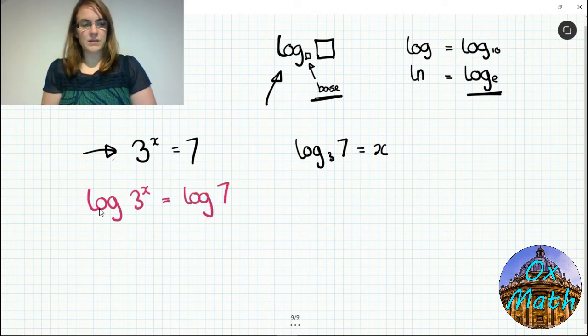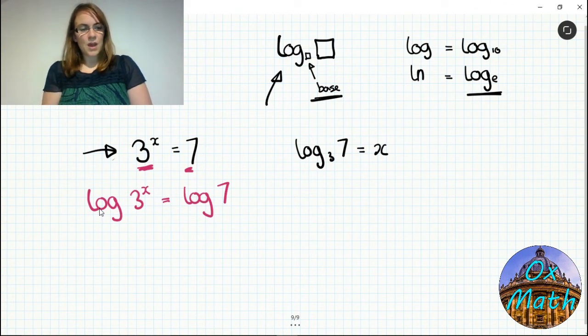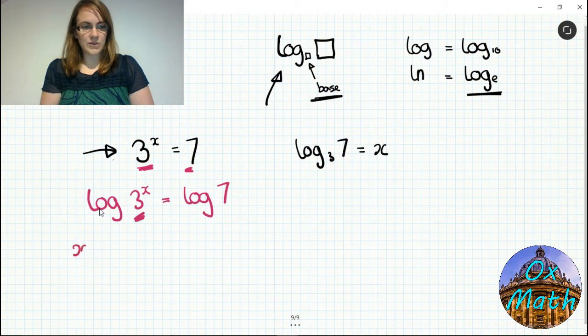It doesn't matter as long as you do the same to both sides, because if 3 to the power x equals 7, that means that they are the exact same thing. So log of 3 to the power x must be the same as log of 7, because 3 to the power x is 7. So now we've got a log in front of both sides, we can reduce this power here to a multiplication using our final log law that we derived, and we get x log of 3 equals log of 7.